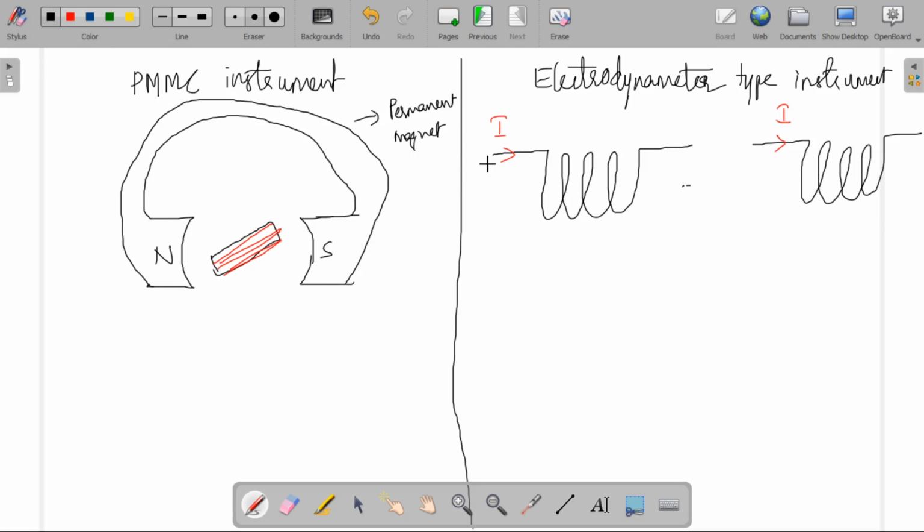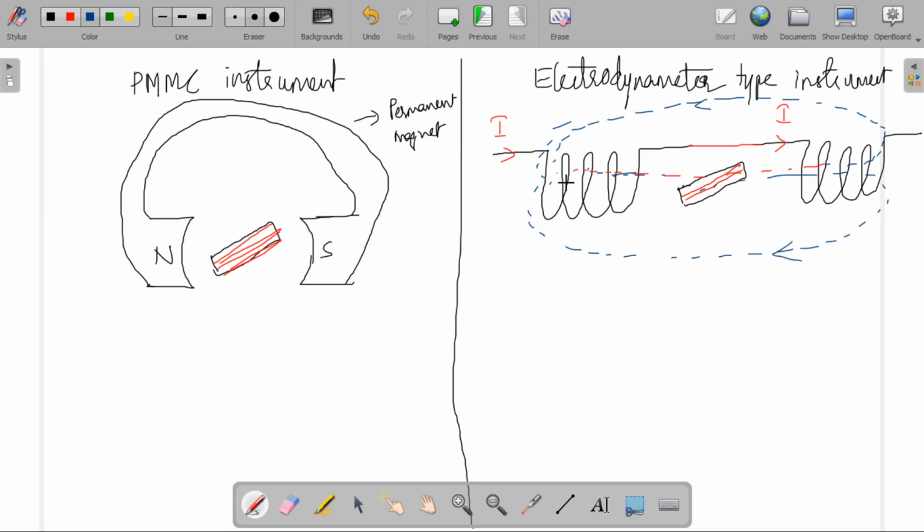Now when you pass current through this coil as well as this coil, flux will be produced. Now let me place the moving coil inside this magnetic field. If this is the direction of current, let me join these two coils, then both coils will carry the same amount of current. So this will be the flux. Anyhow, you are going to have more flux lines, and this flux will be linking this moving coil.